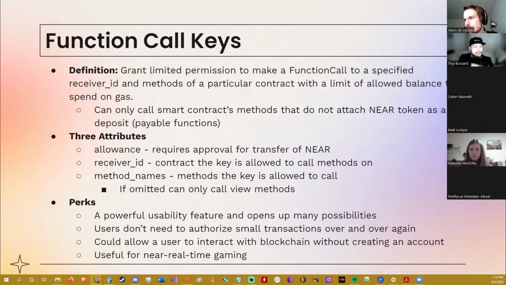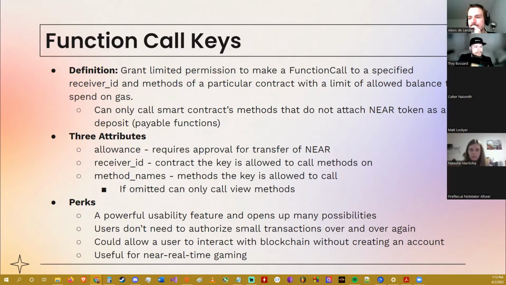And that takes us to an actually really interesting implementation of permission keys on Near protocol, and that's function call keys. Function call keys grant limited permission to make a function call to a specified receiver ID and methods of a particular contract, with a limit of allowed balance to spend on gas. So you can pre-allocate gas to a function call key, and it can only call smart contract methods that don't attach Near token as a deposit. AKA function call keys can only call non-payable functions, because ones that do attach Near token would be payable functions.